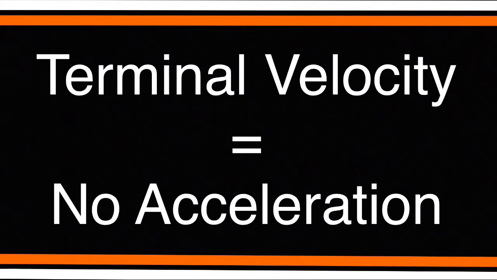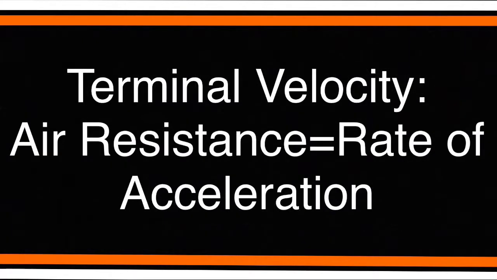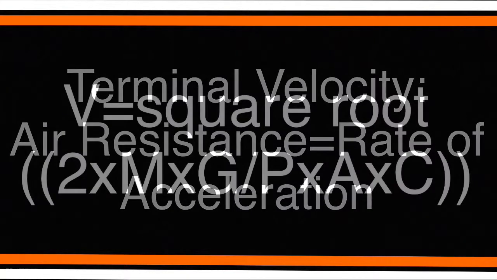There's a term in physics called terminal velocity. Terminal velocity is when a falling object can't accelerate anymore. It's going as fast as possible. An object will reach terminal velocity when the rate of acceleration, or 9.8 meters per second squared, balances out with the air resistance, or how much the air around the object is slowing the object down.